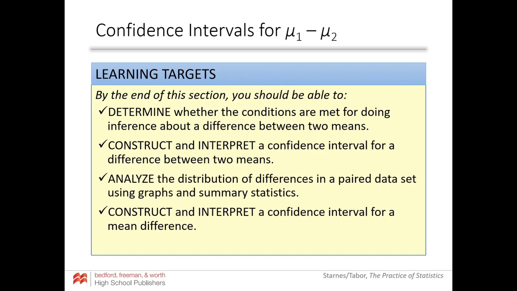We're going to construct and interpret a confidence interval for a difference between two means. And we're going to look at something called paired data sets and look at confidence intervals for the mean difference. So we have a difference between two means, but then we also have a mean difference. And we'll talk about what makes those different.